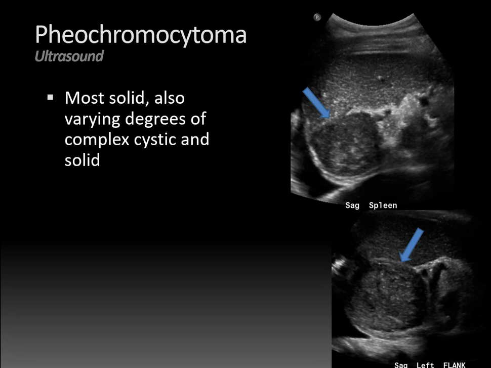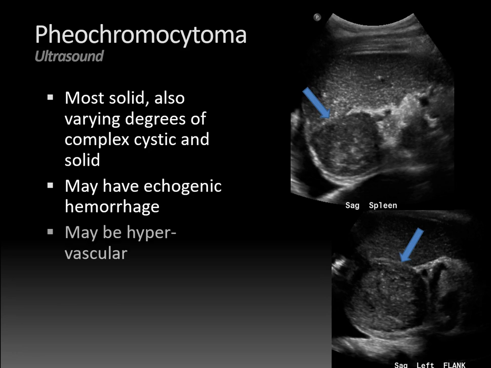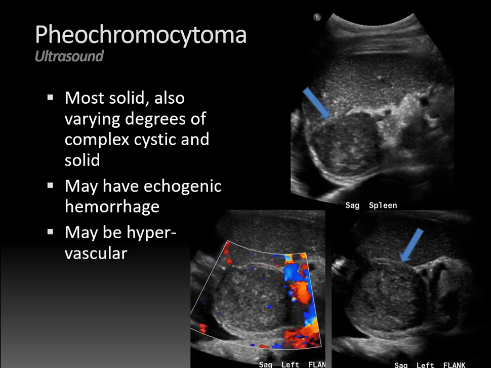So most pheochromocytomas will appear solid on ultrasound, but there are varying degrees of complex cystic and solid pheochromocytomas. And if there's hemorrhage, that may appear echogenic within the mass. And they may also be hypervascular. This case showed moderate hypervascularity when we apply color Doppler.